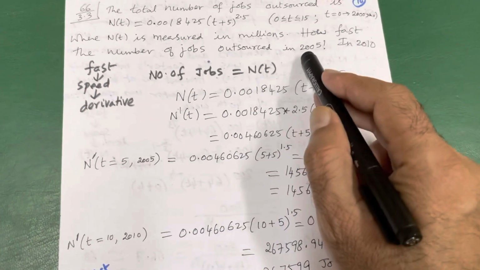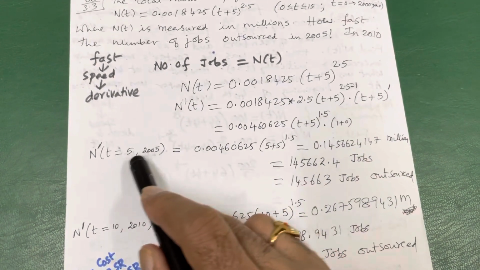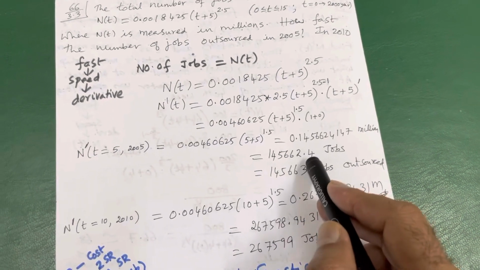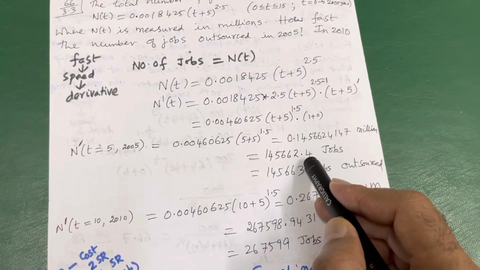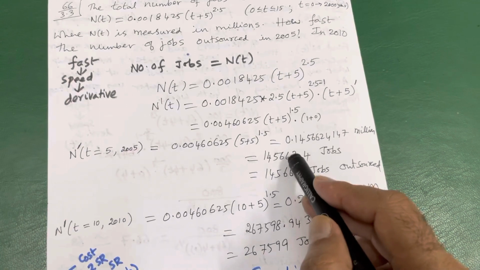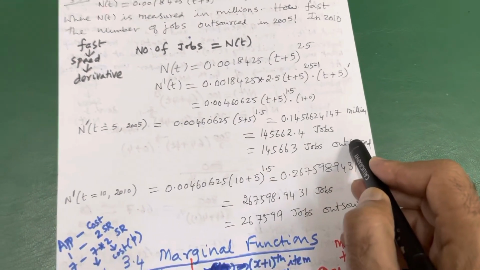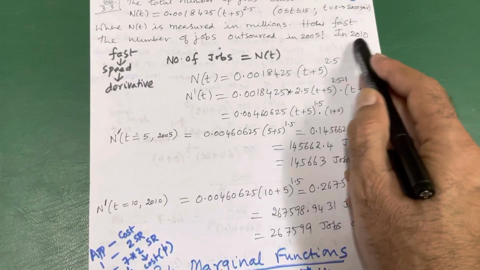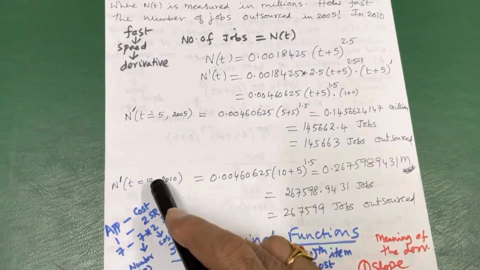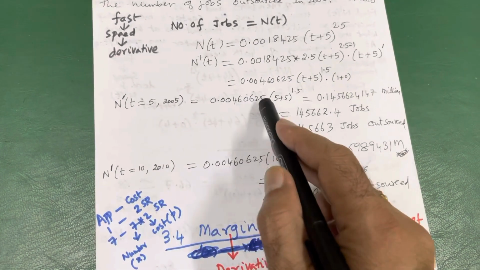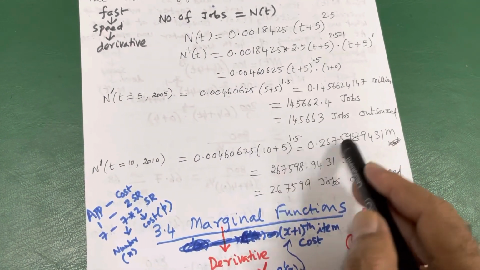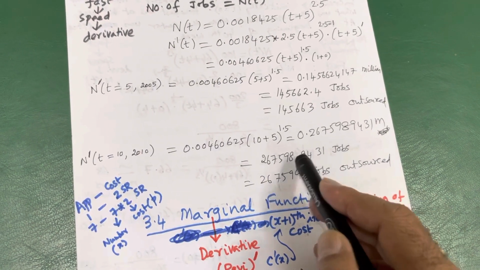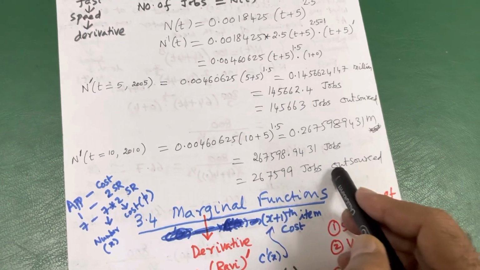After finding the derivative, 2005 means t is equal to 5. Put t equal to 5. Use calculator. These many jobs. You cannot have fractional jobs like that. So you have to increase it, 62 will become 63 jobs outsourced. Similarly, t equal to 10 means 2010. T equal to 0 is 2000, so t equal to 10 will be 2010. Put it in the derivative. 10 plus 5 to the power 1.5. You get this much answer. You cannot have 0.9 jobs. So you make it 98 to 99 jobs outsourced.